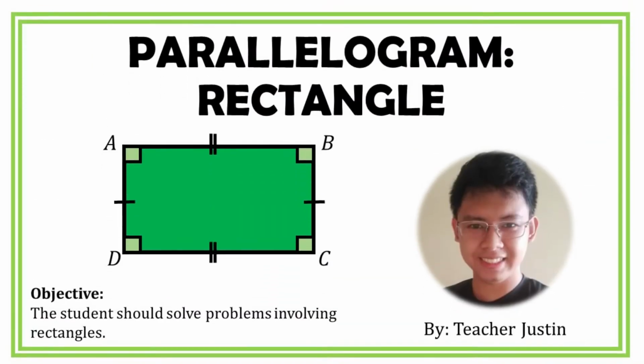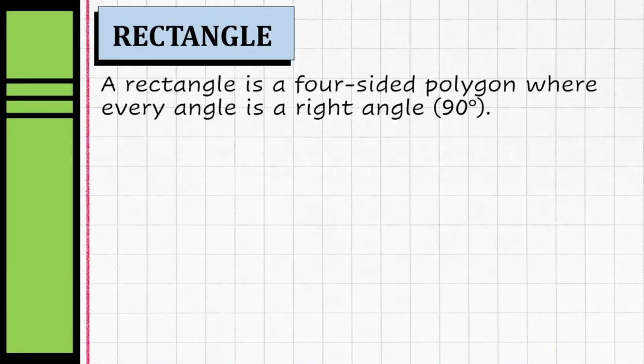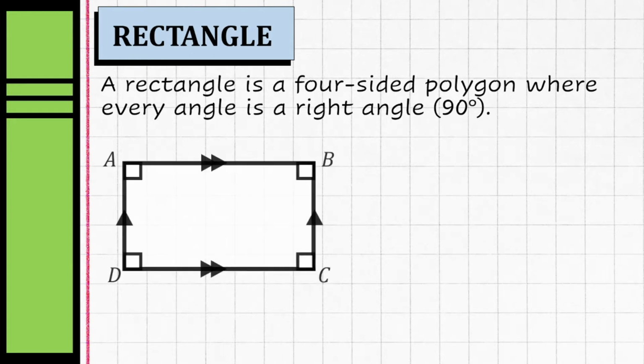On today's topic, we're going to talk about rectangles and its properties. Alright, let's define first what is a rectangle. A rectangle is a four-sided polygon where every angle is a right angle. So, this is an example of a rectangle.